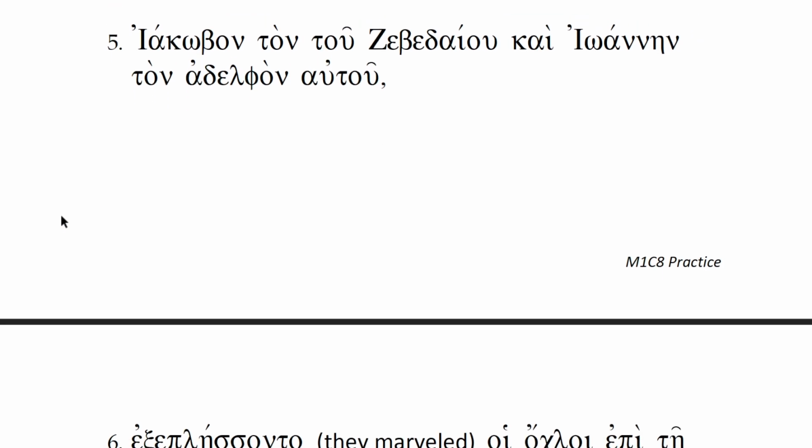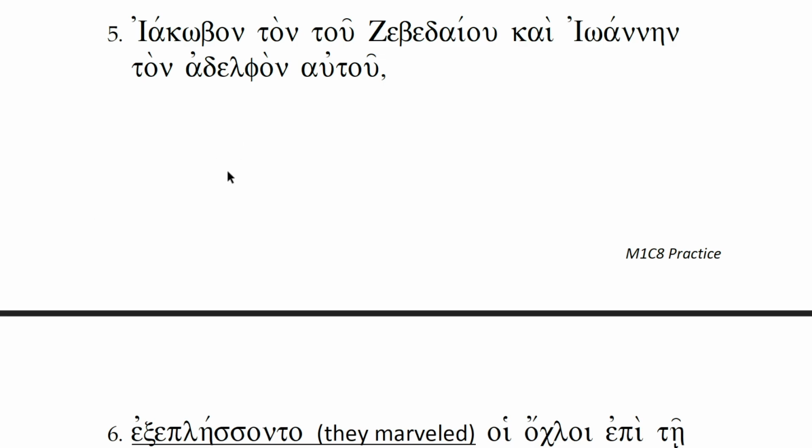The pronoun usage. Number 5, Iakoban ton tou Zebedaiou kai Ioannen ton adelphon autou. Jacob, and then notice we have back-to-back definite articles here. This looks a little bit weird if you haven't seen it before. Ton tou Zebedaiou. Which one of these goes with Zebedee here? Yeah, it's this one right here, isn't it? The one that's closest to it and that matches in ending. Okay, so Jacob the Zebedee, right?